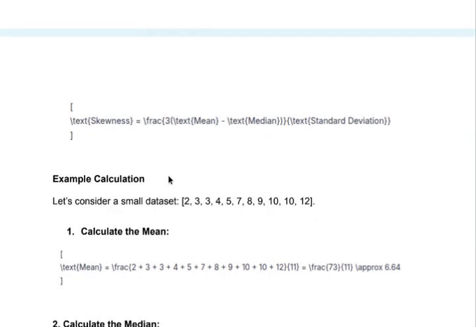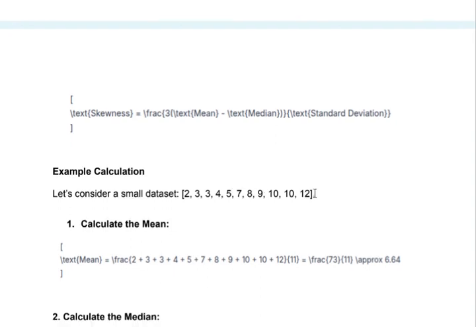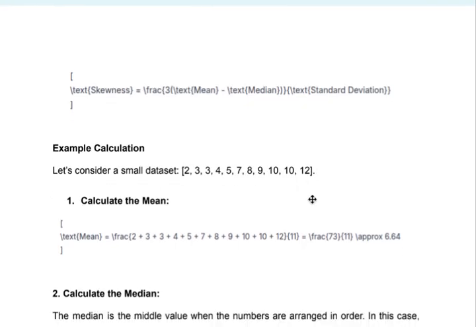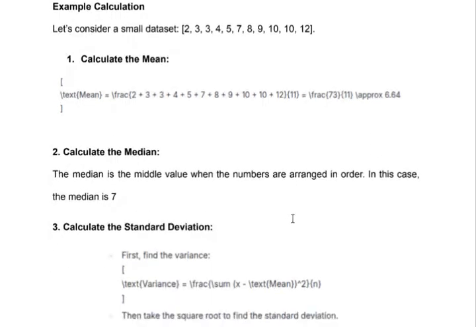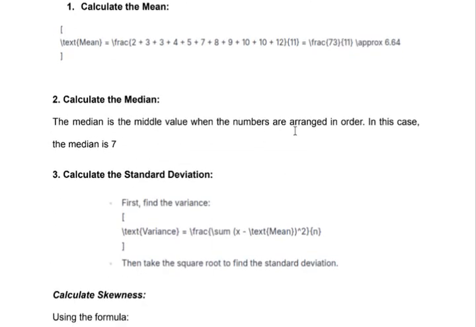Example calculation. Let's consider a small dataset: 2, 3, 3, 4, 5, 7, 8, 9, 10, 10, 12. 1. Calculate the mean. In this example, we can start by finding the mean as shown below. So we will end up with a figure of approximately 6.64. 2. Calculate the median. The median is the middle value when the numbers are arranged in order. In this case, the median is 7.